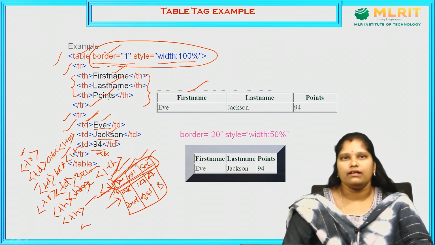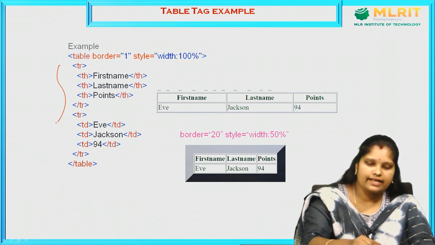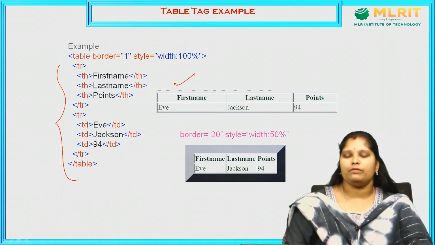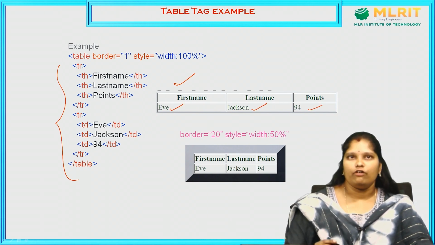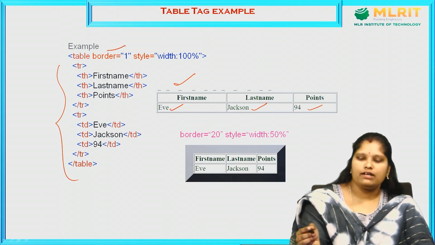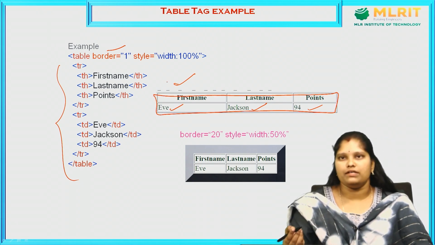Second row completed. Like this we need to create the tables, right? For this example, this is the output. First name is EV, second name is Jackson, and points are 94, right? Here we need to mention the border also, border 1, and style width is 100%, right?